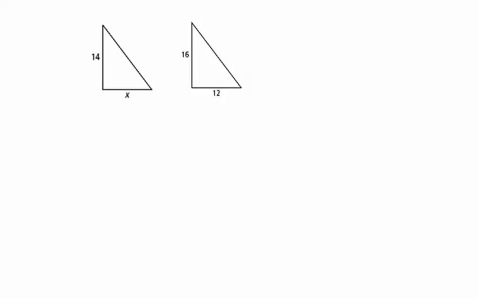So, if you look at this triangle, there are several ways you can do it, but I can take x over 14 is equal to 12 over 16. You have to be very cautious and make sure this x corresponds to this side and this 16 corresponds to that side. So now you can set up a proportion.